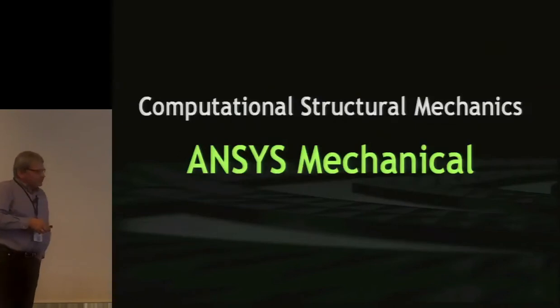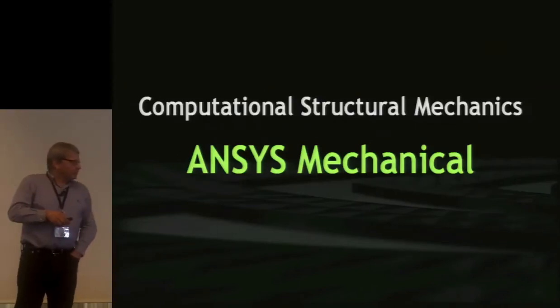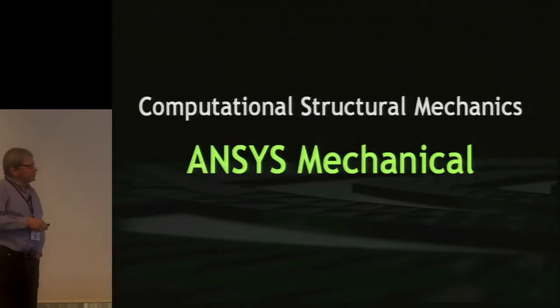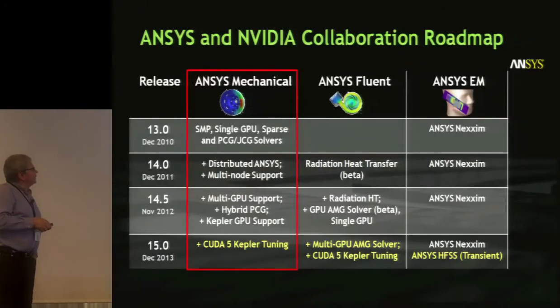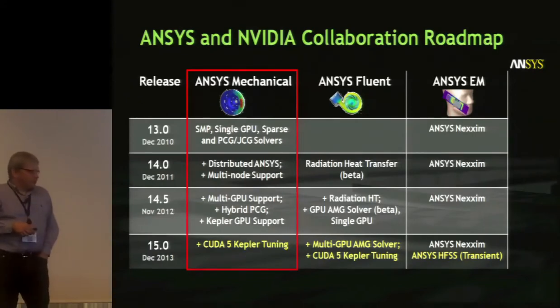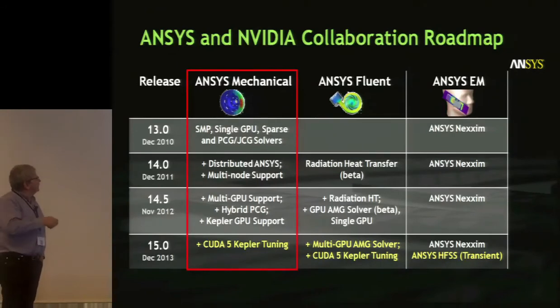So coming to computational structural mechanics, the first code is ANSYS Mechanical. We have a long collaboration with ANSYS. The first GPU-based release for ANSYS Mechanical was introduced into the market in December 2010 with version 13.